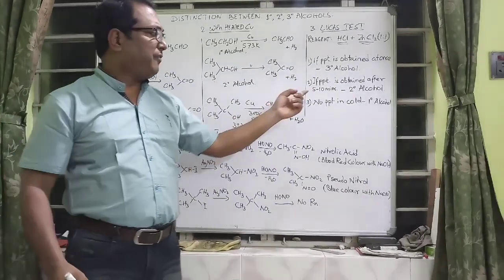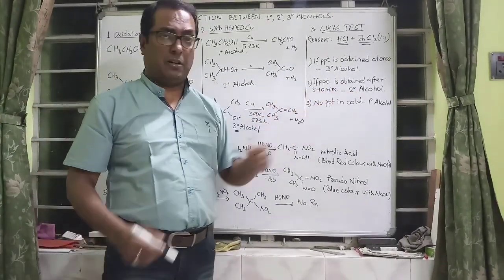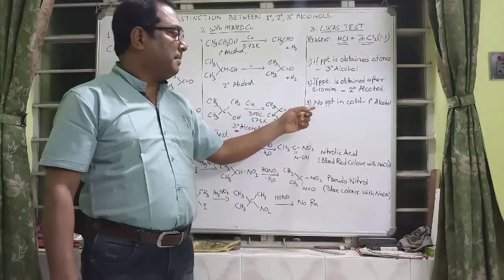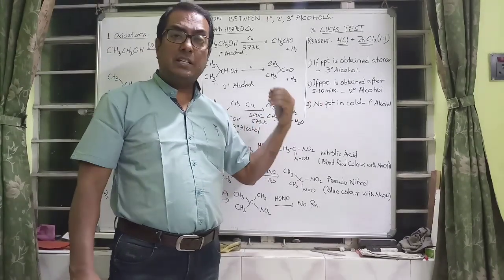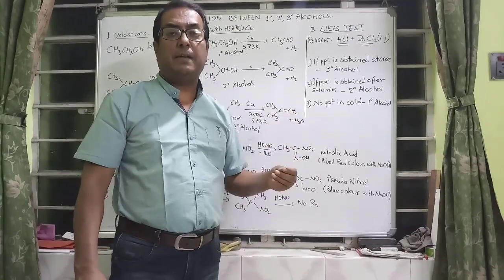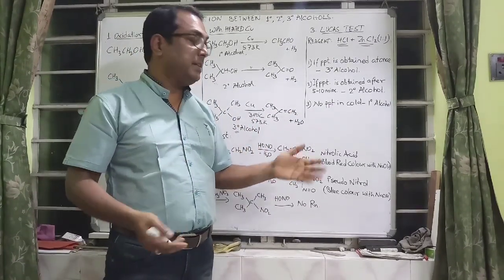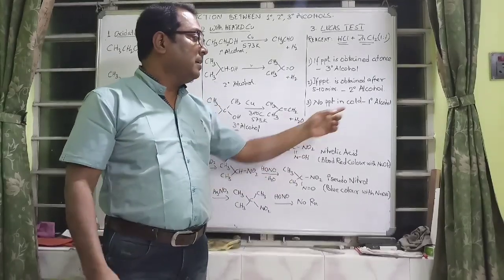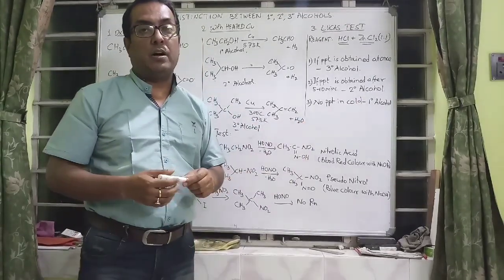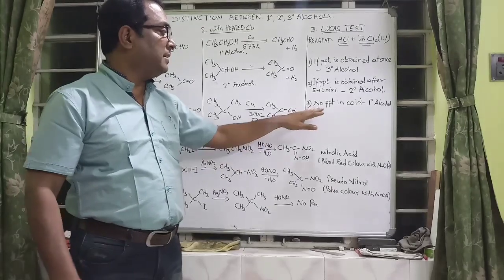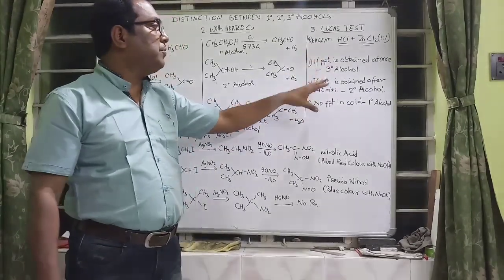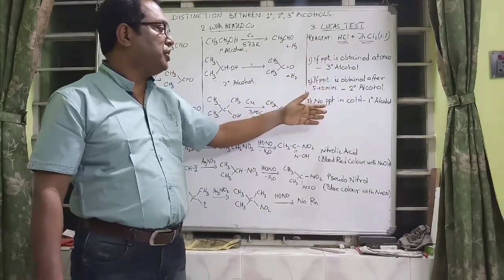But if it comes after 5 to 10 minutes, it is secondary alcohol. And if no precipitate comes even in the cold, but when you heat it, there is a white precipitate forming, it is called the primary alcohol. So student, here you will be learning how to distinguish between the primary, secondary and tertiary alcohol.